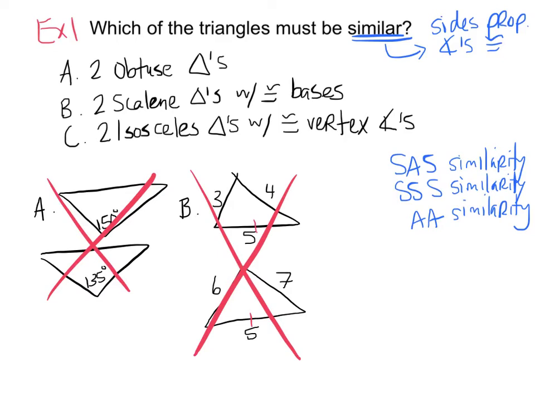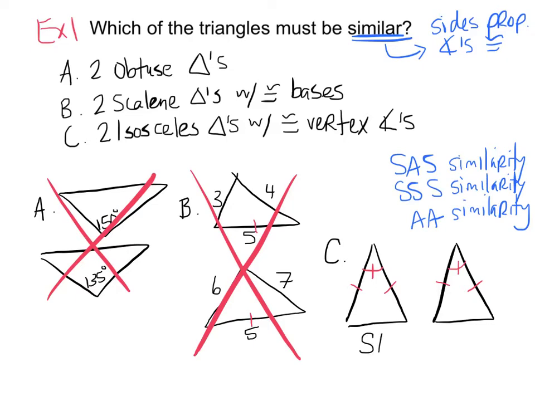That kind of gives it away. It's definitely C, but let's just kind of take a look at it. So I have 2 isosceles triangles. That means that their sides are congruent, and the vertex angles are also congruent. So this would definitely be true. These are similar by side angle side similarity.